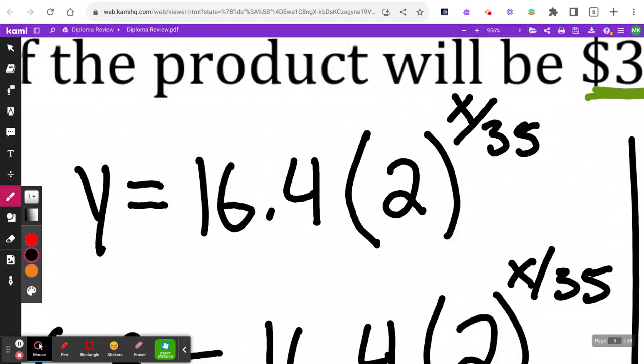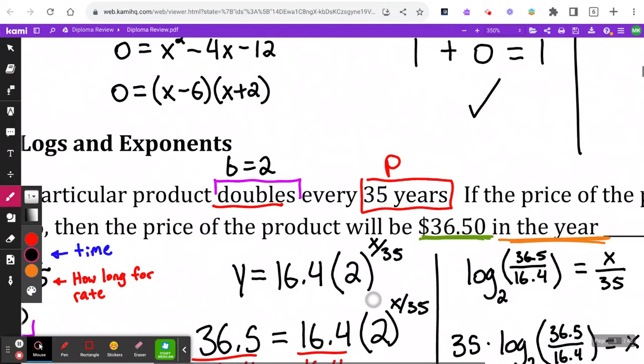The top one is time that's passed. The bottom one will always be how long it takes for your rate to apply. And it'll always be that way. So because this is saying after 35 years, it doubles every 35 years. So it takes 35 years for this rate to work. So this is the number that goes in the bottom. The bottom number is however long it takes to actually work for that rate to happen.